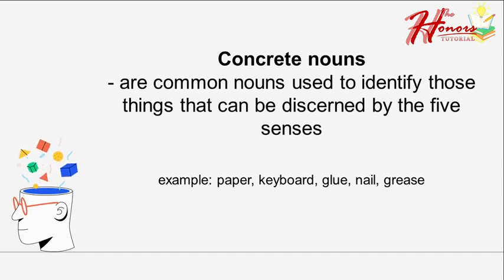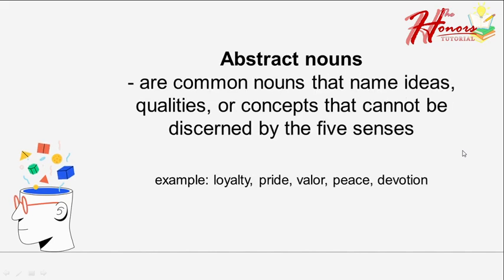So if we have the concrete noun, which can be discerned by our five senses, there is another noun that cannot be discerned by the five senses, which is what we call the abstract nouns. So when we say abstract noun, these are the common nouns that name ideas, qualities, or concepts that cannot be discerned by five senses. So the first one we have here, loyalty. Of course, you cannot touch it. You cannot smell the loyalty. So loyalty is a quality. So this is an abstract noun. The pride, the valor, the peace, devotion, and so on.